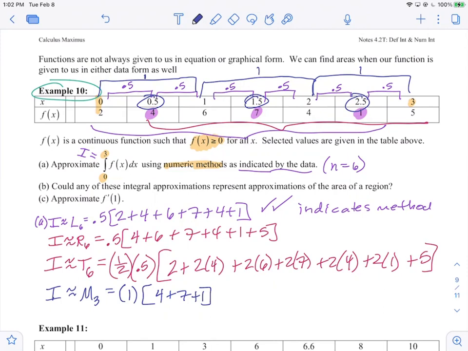Tomorrow we'll do example 11. That's the one where the data is given, but they're unequal widths, and then we'll retreat back and talk about what's the difference between a definite integral and area, and how we can use one to find the other.